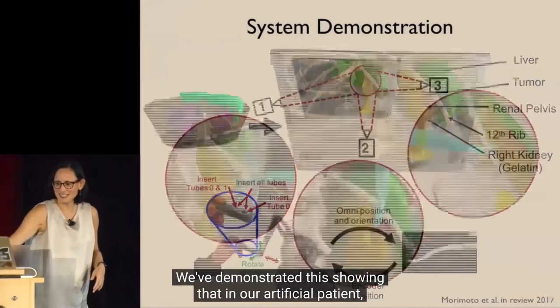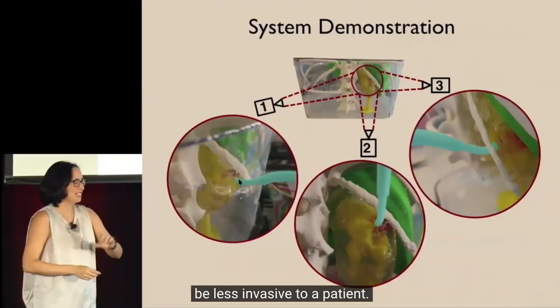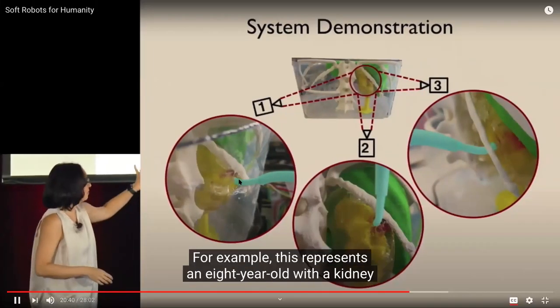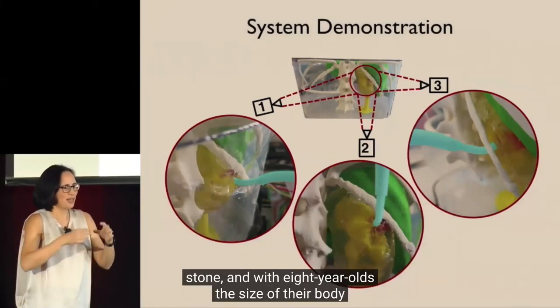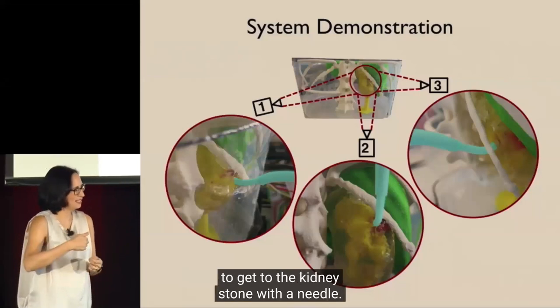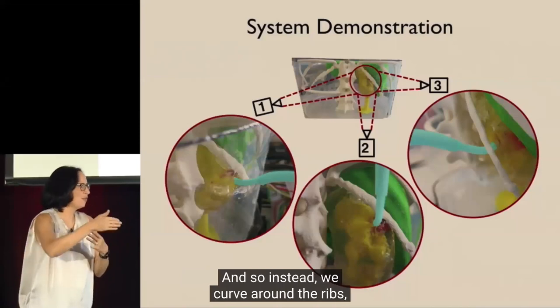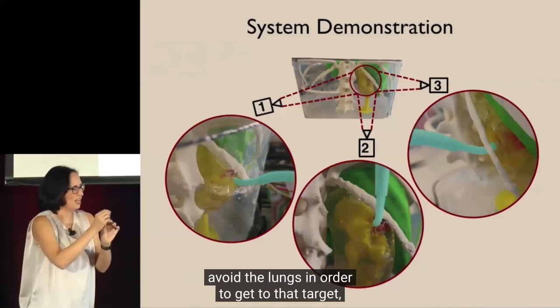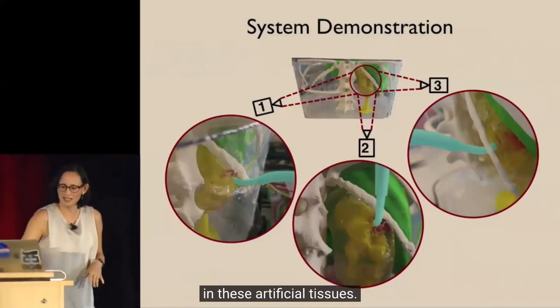And we've demonstrated this, showing that in our artificial patient, we can go around ribs, we can go in at angles that would be less invasive to a patient. For example, this represents an 8-year-old with a kidney stone. And with 8-year-olds, the size of their body is such that there's no straight line path to get to the kidney stone with a needle. And so instead, we curve around the ribs, avoid the lungs in order to get to that target. And we've shown that we can do that in these artificial tissues.